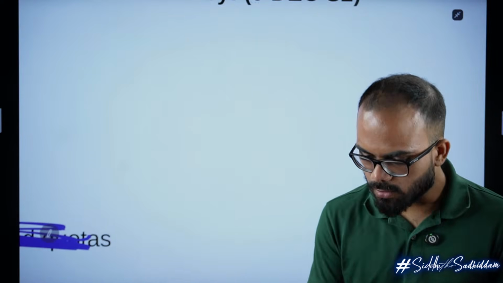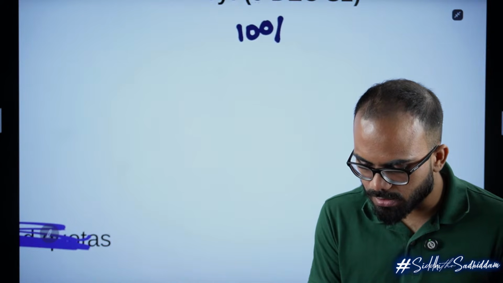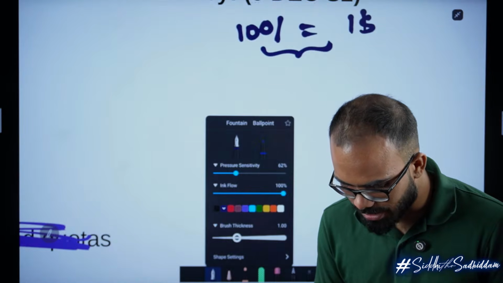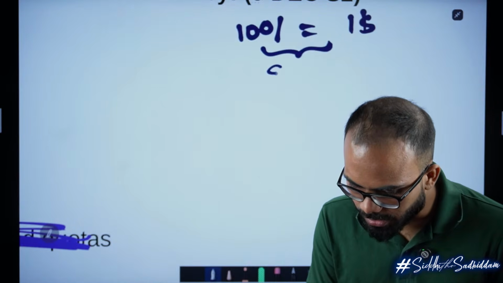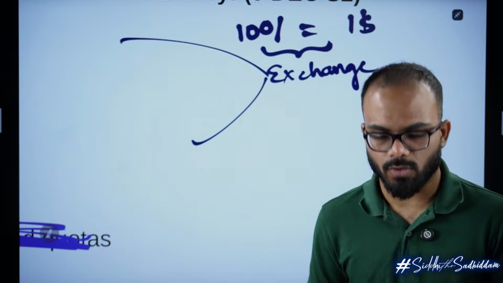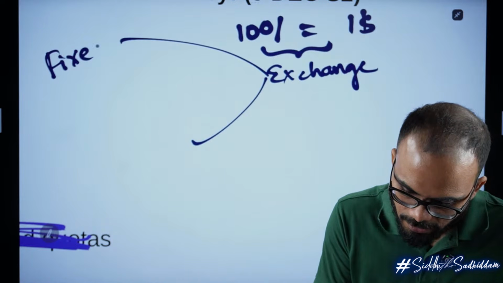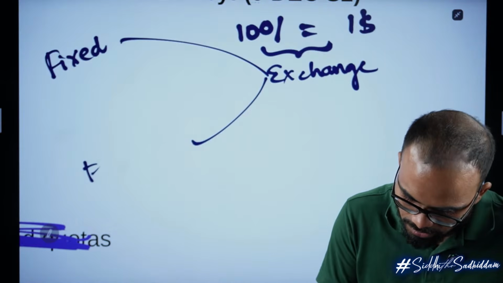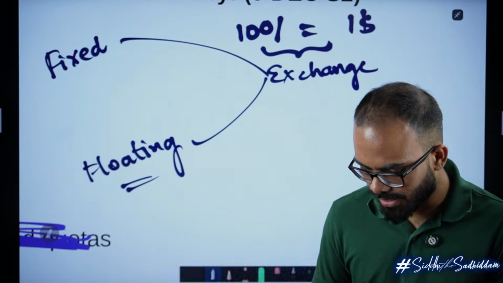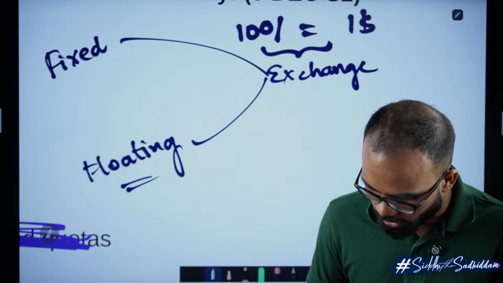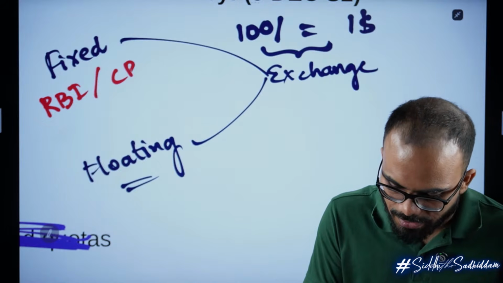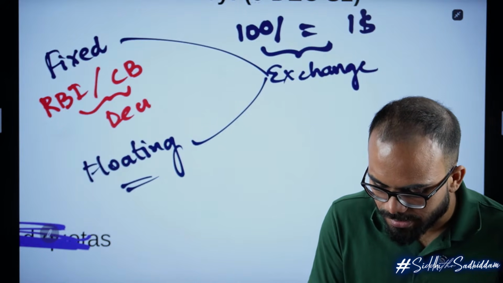So basically, this 100 rupees is equal to $1. All these things, we call this as exchange rate. In the world, there are two types of exchange rates that are followed. First exchange rate is called as fixed exchange rate. The next exchange rate is called as floating exchange rate. In fixed exchange rate scenario, the Reserve Bank of India, or any central bank, will decide the exchange rate.